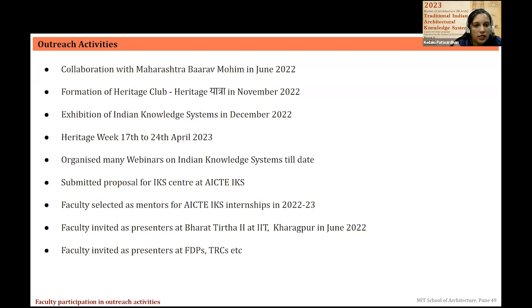We have submitted proposals for an IKS Center or Center of Excellence at AICTE IKS. Our faculty has been selected as mentors for IKS internships. Our faculty has been invited as presenters at Bharat Teertha 2 at IIT Kharagpur. And we have been invited as presenters at various FDPs, TRCs, workshops, etc.